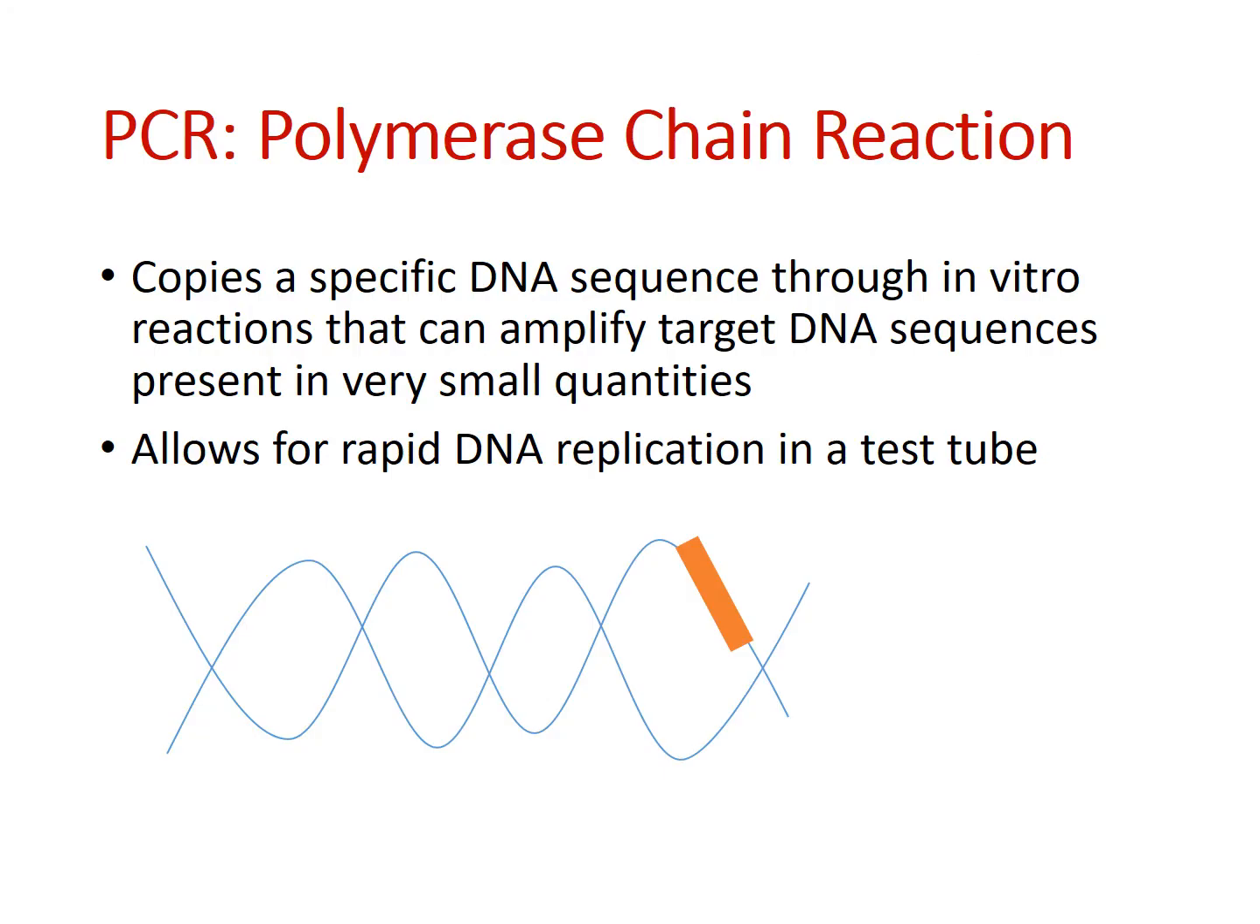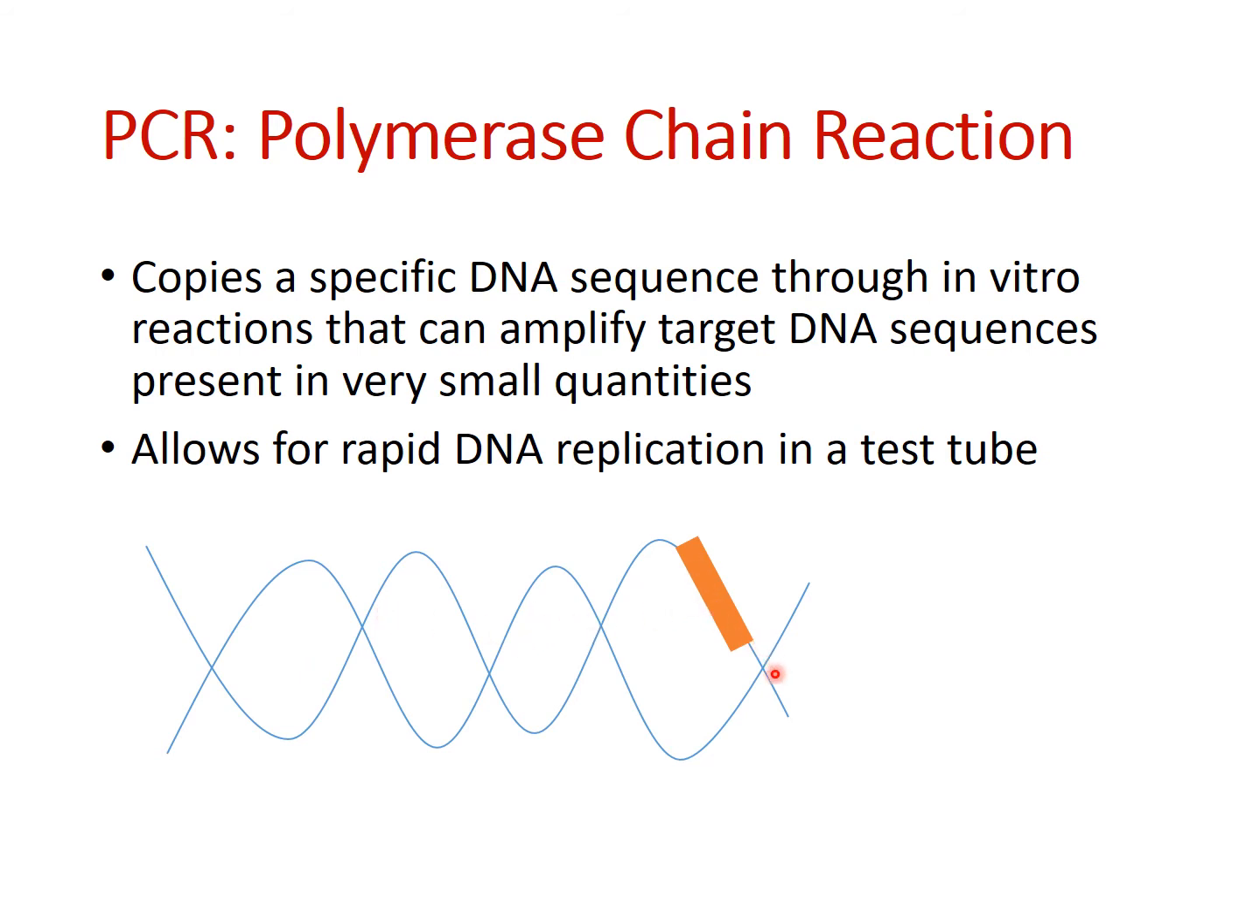So what is PCR? In a very broad sense, it's basically making copies of a specific piece of DNA in a tube, so in vitro, and doing this very, very quickly. Now, this piece of DNA that you're interested in may be represented only once in a chromosome, so it's in small quantities. You may not have much DNA material to begin with, and this allows us to get lots and lots of a piece of DNA.